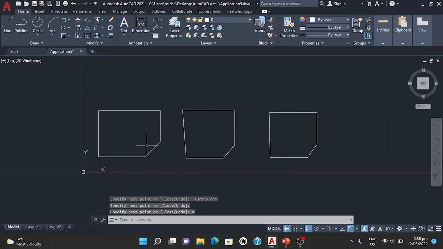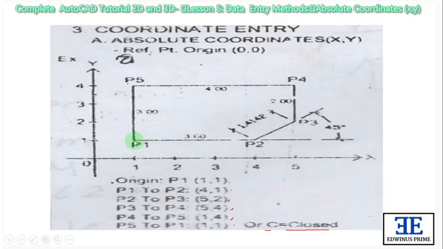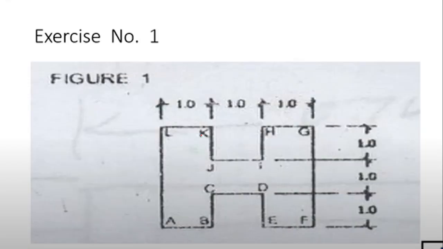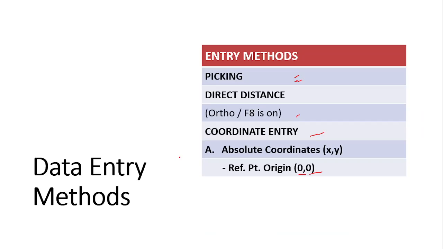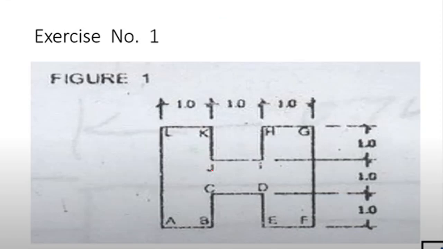Okay, so we have here figures applying the absolute coordinates, a figure applied by picking, and a figure applied by the ortho mode. So we are done in applying the sample figure. Now let's try to test and create a figure applying the absolute coordinates in this exercise number 1. As you can see in this figure 1, we have here a figure of H. And this H is created through the use of absolute coordinates. So let's apply the absolute coordinates X and Y in drawing this letter H.